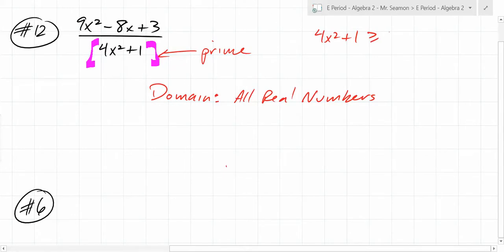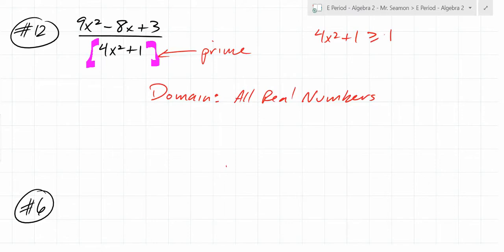It's always greater than or equal to 1, right? That's why the domain is all real numbers, because there's no way for it to be equal to 0, because it's always greater than or equal to 1. Is there any way for it to be equal to 0? No. So therefore, is there anything that makes the denominator 0? No. So therefore, the domain is all real numbers.